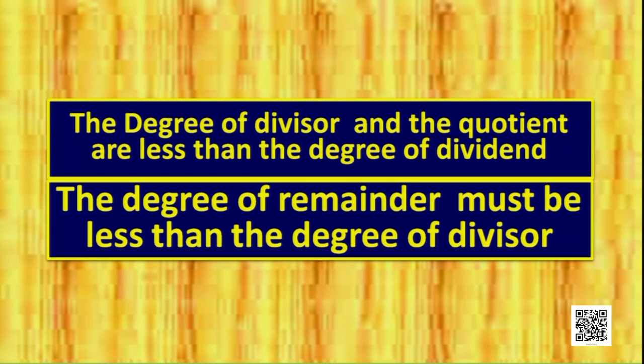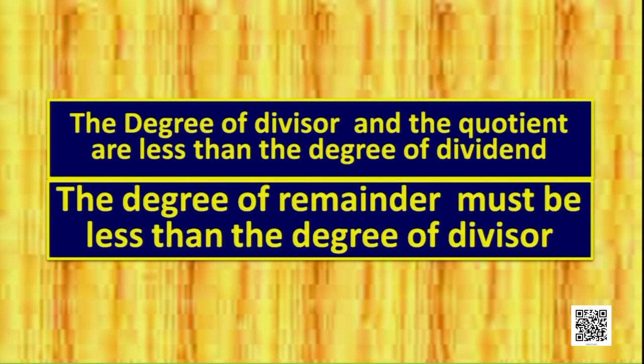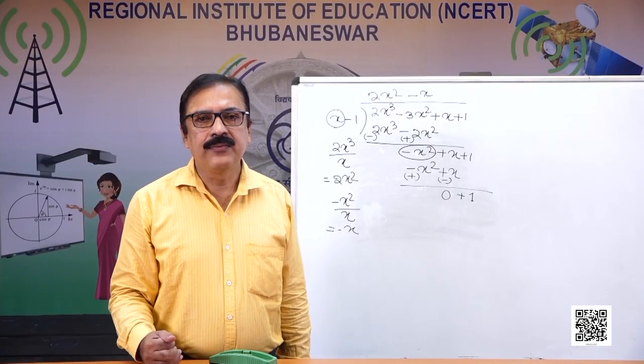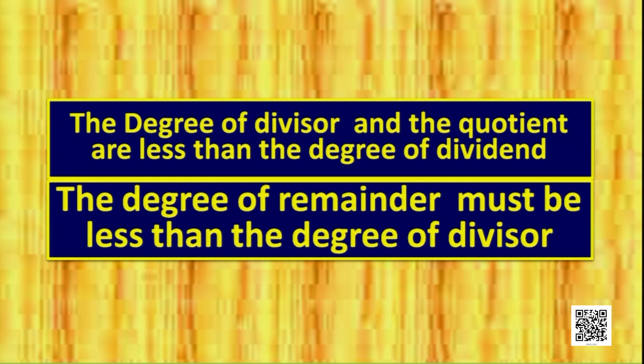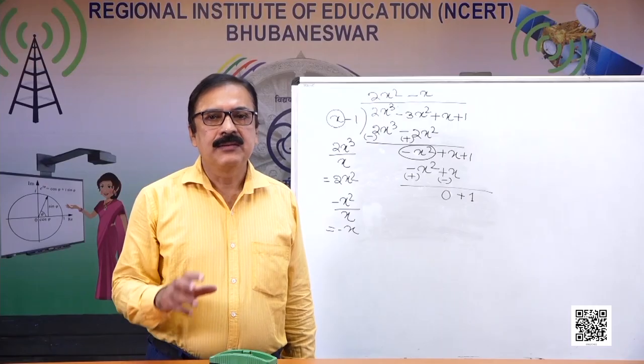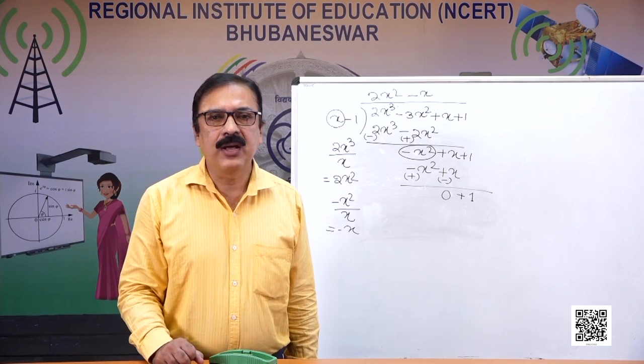And in this case, as you see, let's try to understand their degrees. The degree of the dividend is more than that of divisor and the quotient. And the degree of the divisor is more than that of the remainder. So we can write the degree of divisor and quotient are less than the degree of dividend, and degree of remainder must be less than the degree of divisor. So let's generalize it. Dividend is equal to divisor into quotient plus remainder.